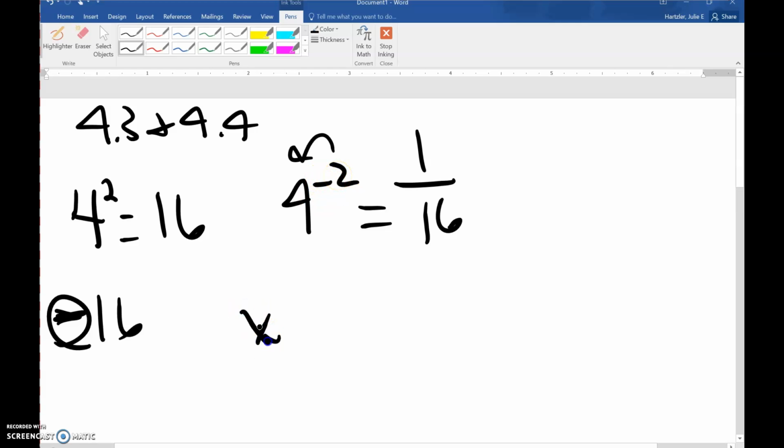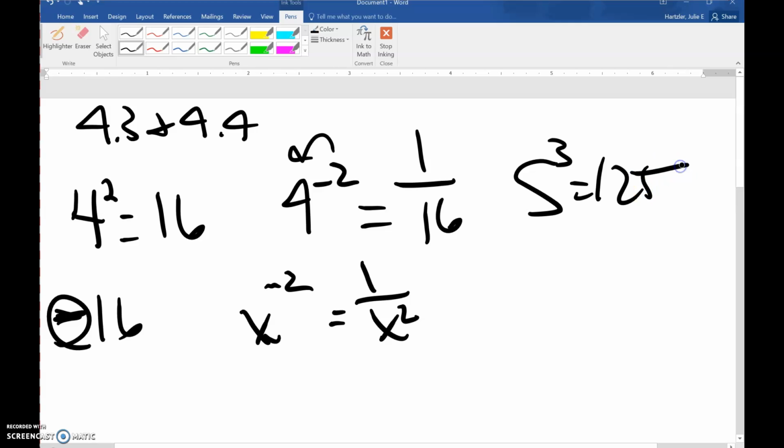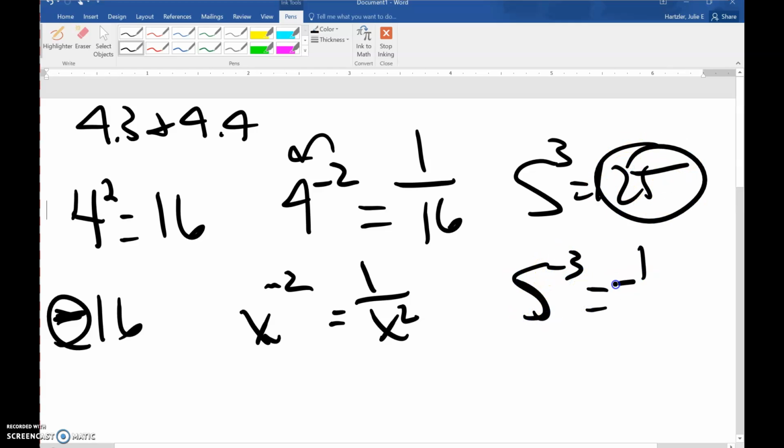So x to the negative second just means x squared, but it's been flipped. It's on the denominator. It's on the bottom. So in a sense, it's kind of like you're dividing by that. If you know 5 cubed is 125, then you know 5 to the negative cube would just be, again, the reciprocal of that. Just flip it over. Okay, that's all negative exponents mean.